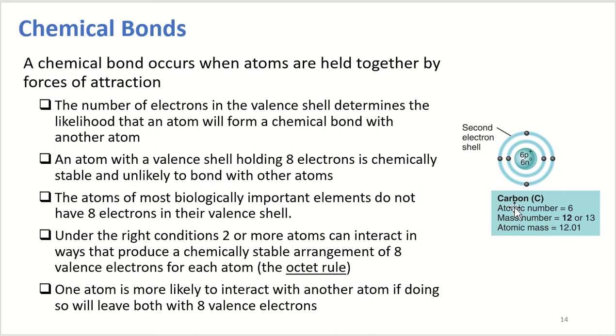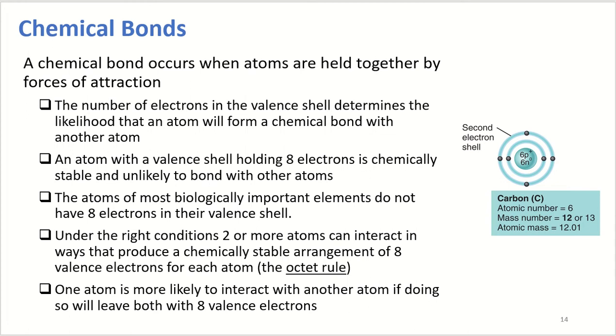Like we said, carbon is a fantastic example of this because it only has 4 electrons in its outer shell, so it's going to be looking to make bonds to have a full valence shell, a full 8 electrons in that outer shell. So an atom with a valence shell holding 8 electrons is chemically going to be very stable. So it's not going to be terribly willing to form bonds with any other atoms.